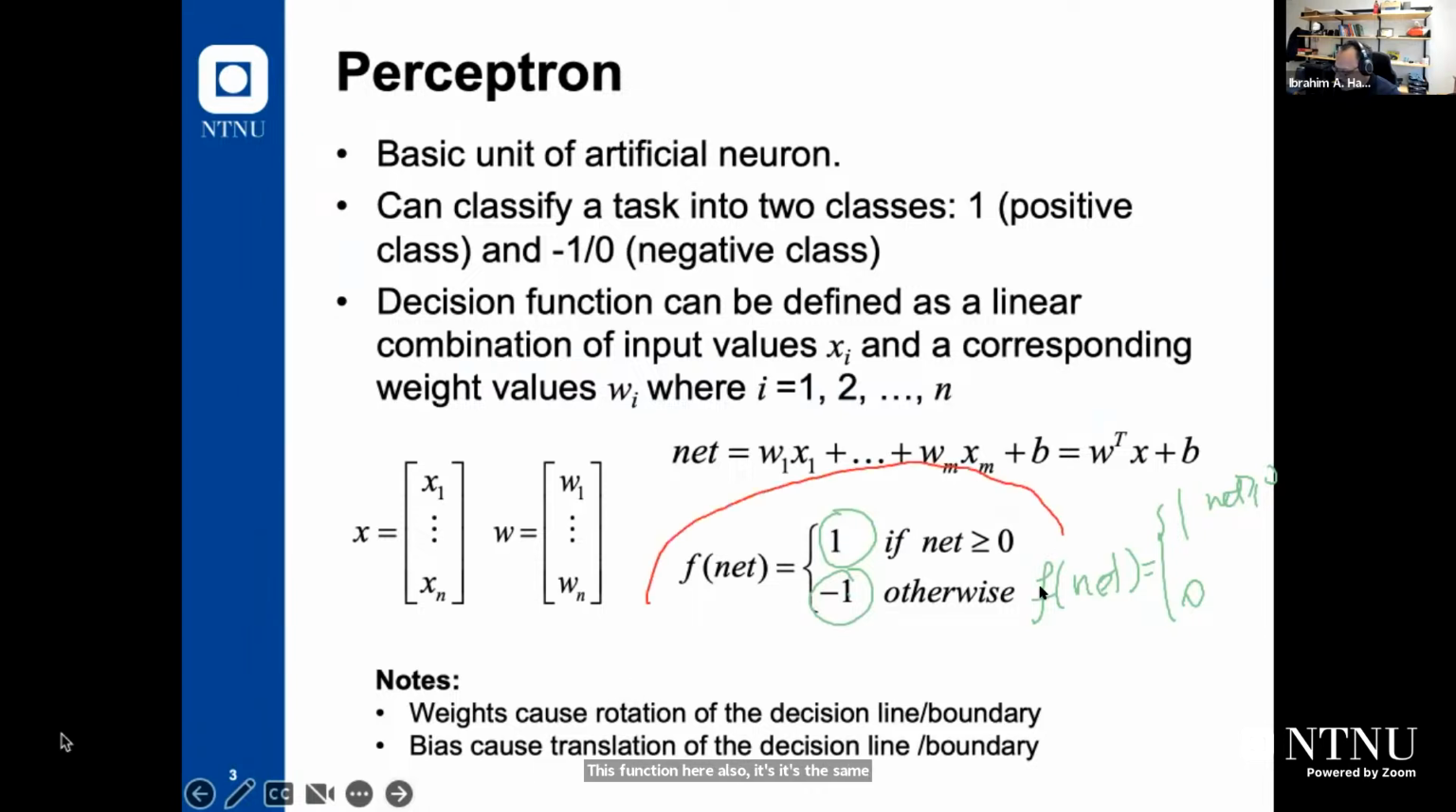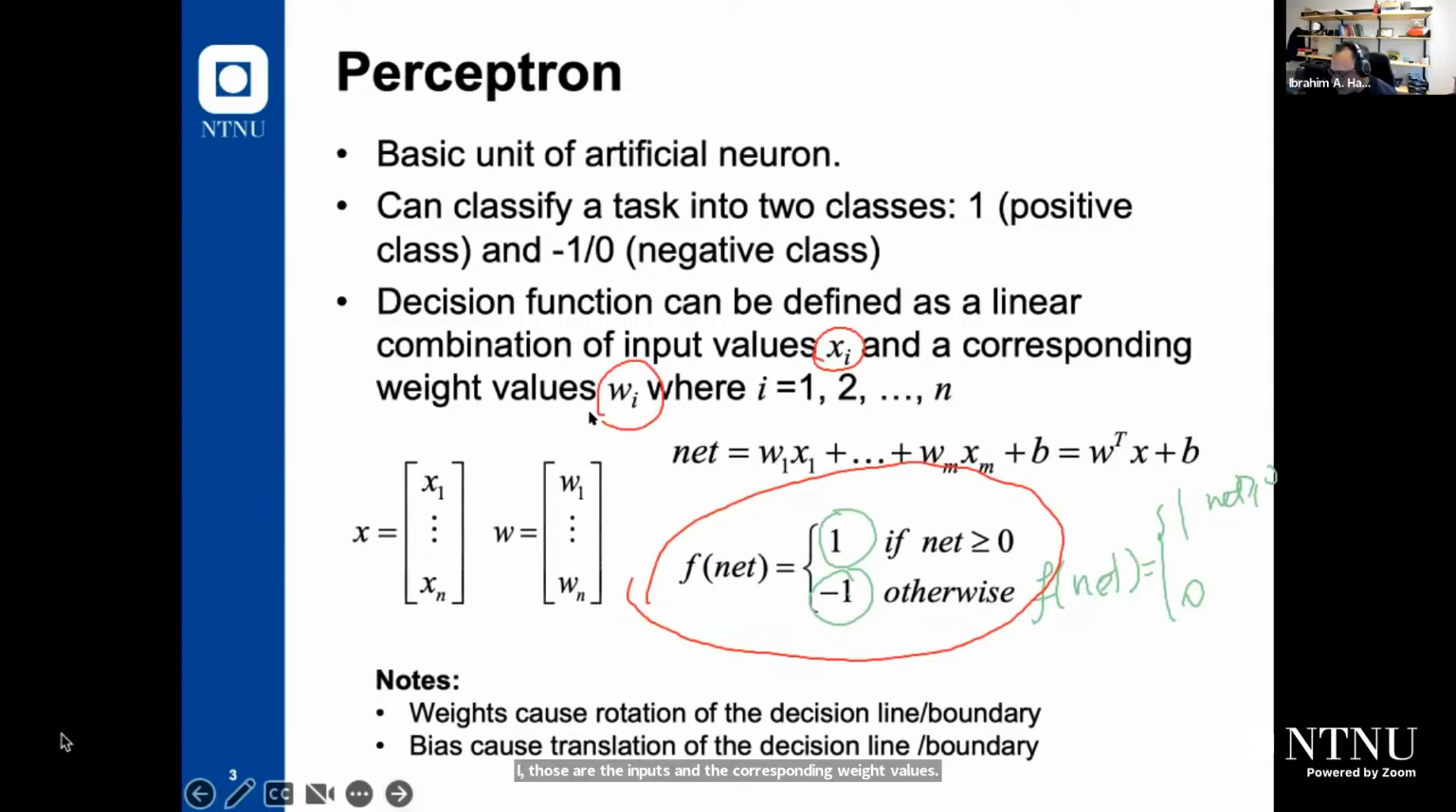So if net equals 1 and -1, all points located above the decision line would be classified into 1, and the other points would be classified into -1. So this basic unit classifies problems or tasks into two classes, 1 and 0, for example, or 1 and -1. The decision function can be defined as a linear combination of input values xi, those are the inputs, and the corresponding weight values omega i, right?